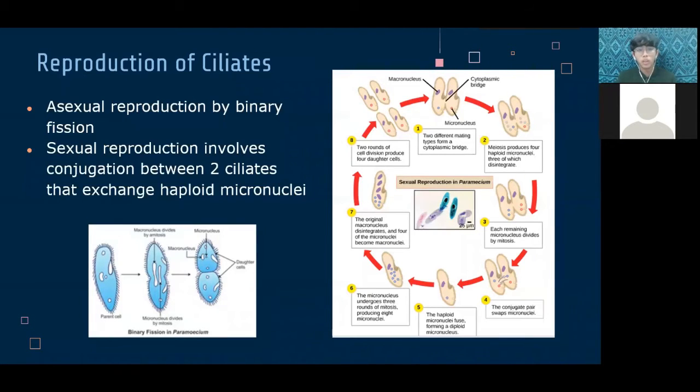Ciliates reproduce asexually by means of binary fission. Ciliates also reproduce sexually. During sexual reproduction, the micronuclei undergo meiosis. Sexual reproduction involves conjugation between two ciliates that exchange haploid micronuclei. After conjugation, the macronuclei dissolve and new macronuclei are formed from the fusion of the micronuclei.